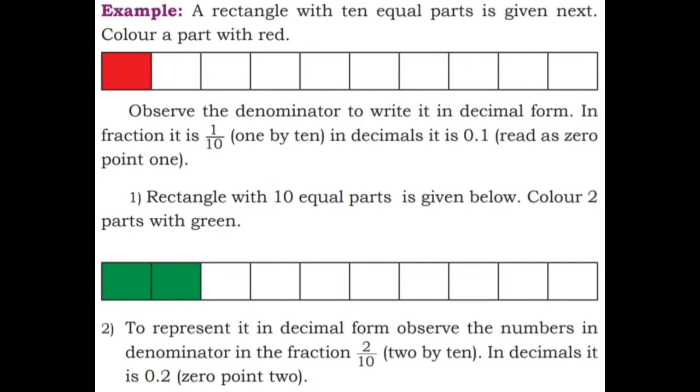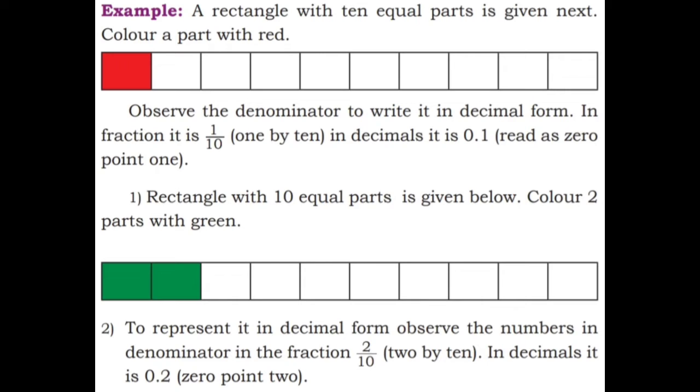Example, a rectangle with 10 equal parts is given next. Color a part with red. Observe the denominator to write it in decimal form. In fraction, it is 1 by 10. In decimal, it is 0.1. That is, 1 part is colored out of 10 equal parts. So you already know how to write it in fraction, 1 by 10. In decimal, you write it as 0.1.